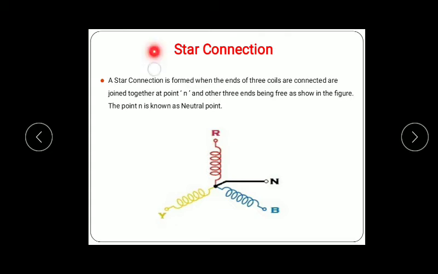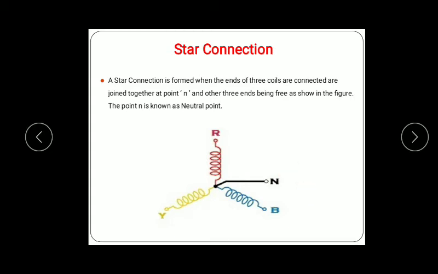Star connection. A star connection is formed when the ends of the 3 coils are connected or joined together at point N, and the other 3 ends are free, as shown in the figure. The point N is known as the neutral point. So how do we form that star connection? You take the 3 coils, and the ends of the 3 coils are joined together at a point N, which is called the neutral, and the remaining ends are kept free.